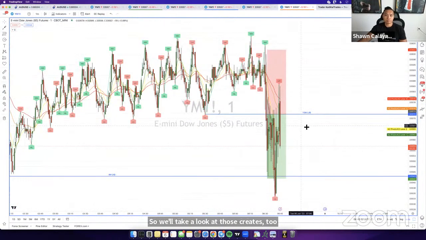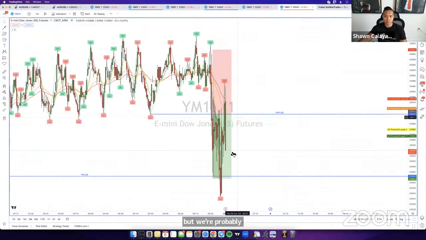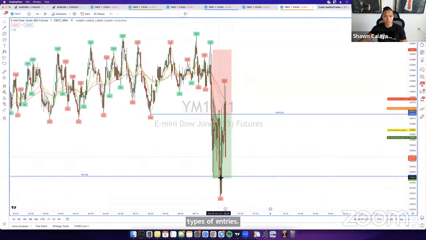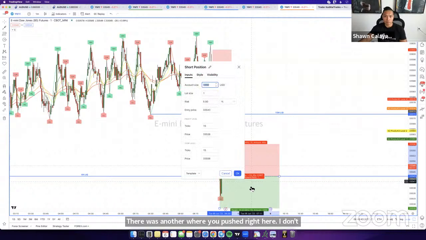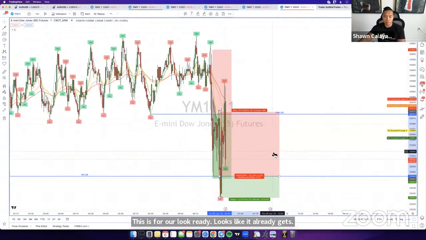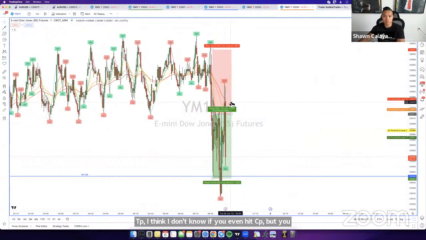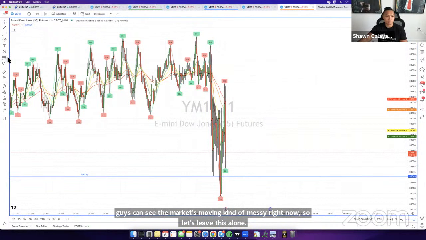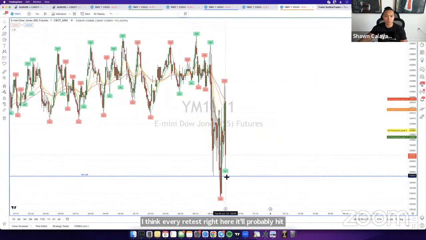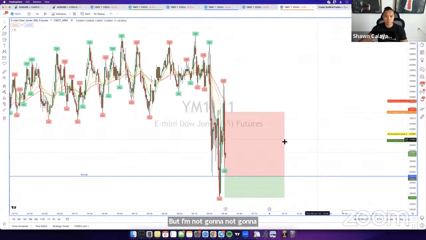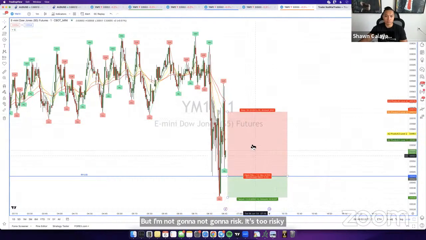We're probably just going to keep looking for any other types of entries. There was another liquidity push right here. I don't know if anybody caught the one down below. This was 4 hour liquidity. Looks like it already hit TP, I think. You guys can see the market's moving kind of messy right now, so we'll just leave this alone. I think if it retests right here, it'll probably hit, but I'm not gonna risk it. It's too risky. I'll follow it, so we'll see.